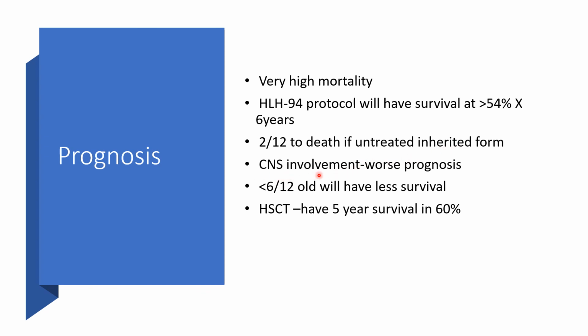If there is CNS or central nervous system involvement, then we are dealing with a worse prognosis at hand. That will give us the worst prognosis, CNS involvement. In children less than 6 months old, the chances of surviving will be remote. Hematopoietic stem cell transplantation will afford the affected people, in about 60% of them, to live for 5 years post-diagnosis.